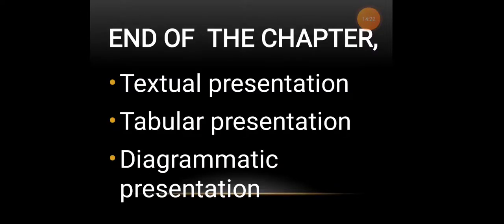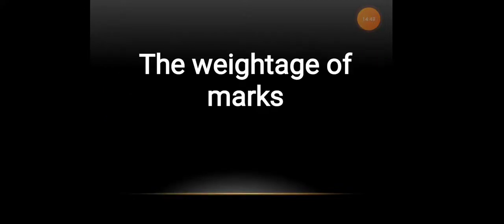So this is the end of the chapter. By the end of this chapter we have learnt textual presentation, tabular presentation, and diagrammatical presentation. Under tabular presentation we do everything based upon the parts of the table. Under diagrammatical presentation we learned three main things: geometrical diagram, second one is frequency diagram, last one is the arithmetic line graph.